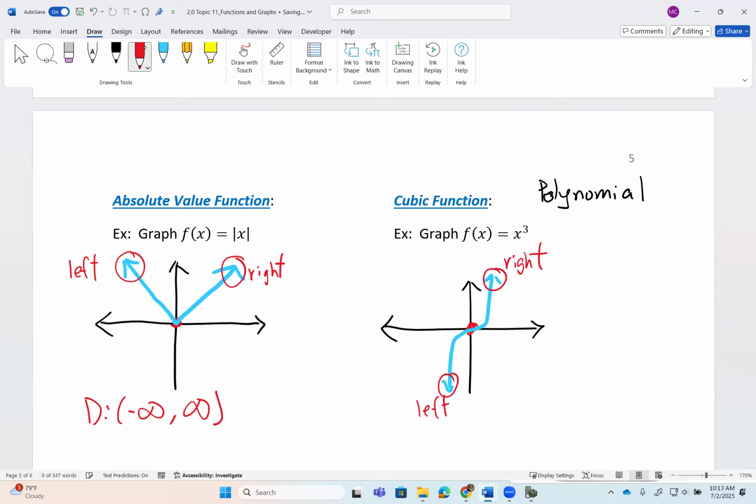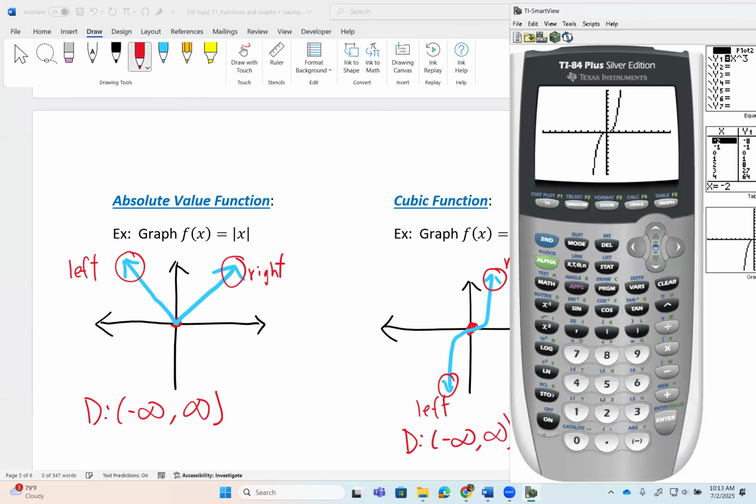So for a cubic function, your domain is always from negative infinity, your x value coming from very negative all the way to the right. A lot of students say, okay, how can you tell? Well, if you go to the table, right? If you go to the table, press second graph, keep going up, your x value is more negative.